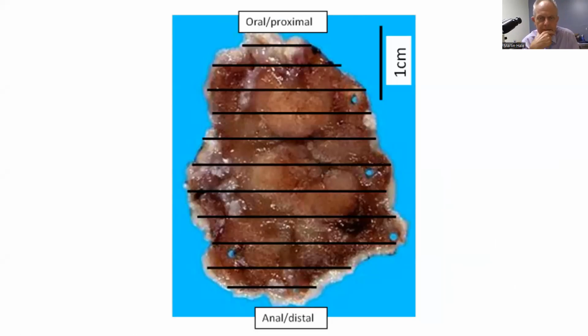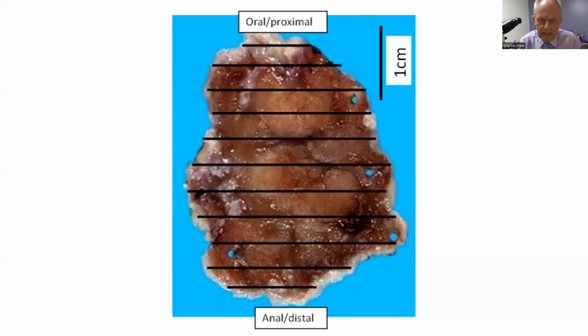Right, so this is a bit different. This is the way the Australians do it. You see there, I don't know if you can see it on the bottom of the screen, but this is clearly delineated as oral or proximal, and this is delineated down here as distal or anal. Now, what the Australians do, and I'm not sure if they do this all the time, but they take sections in a transverse manner. And I don't think it really matters.